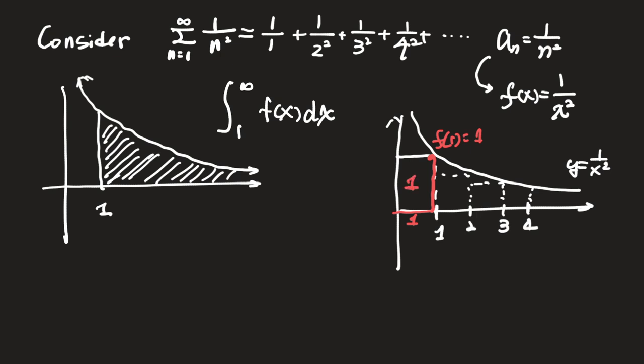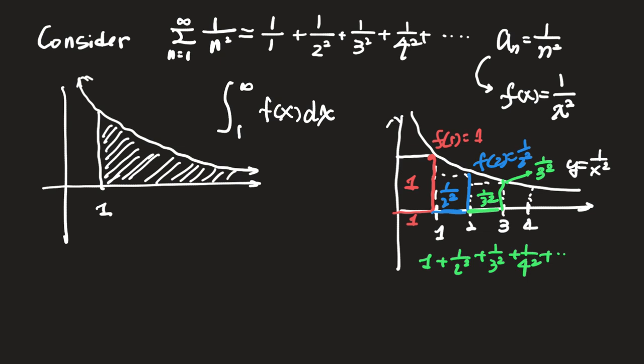For the second rectangle, the base is 1 and the height is f(2), 1 over 2 squared, so the area is 1 over 2 squared. For the third rectangle, the base is 1 and the height is 1 over 3 squared, so the area is 1 over 3 squared. So the total area of the rectangles below the curve is 1 plus 1 over 2 squared plus 1 over 3 squared plus 1 over 4 squared. Keep going, then we have the infinite series.